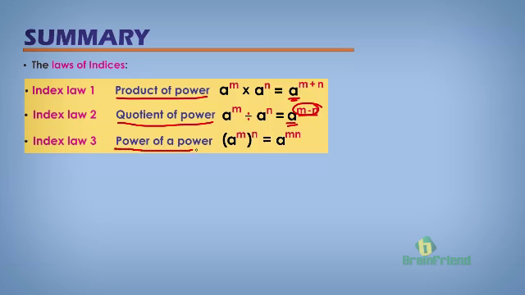And finally, we looked at the power of a power law, which tells us that a quantity raised to a certain power, if it is raised again to another power, we simply multiply our powers. And hence, for this instance, if we have a raised to power m raised to power n, we'll simply multiply our powers to get a raised to power mn.